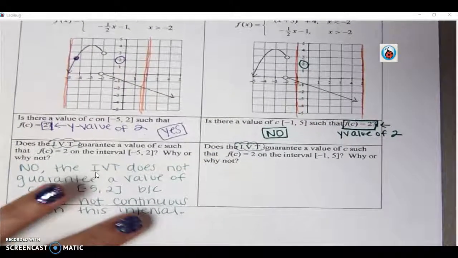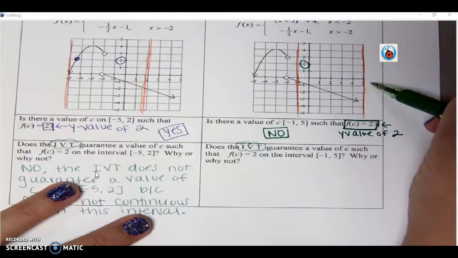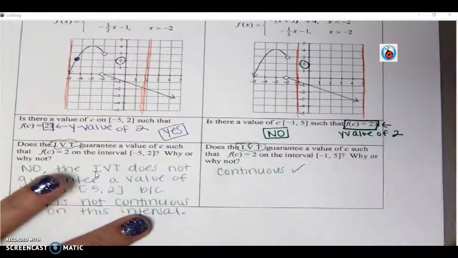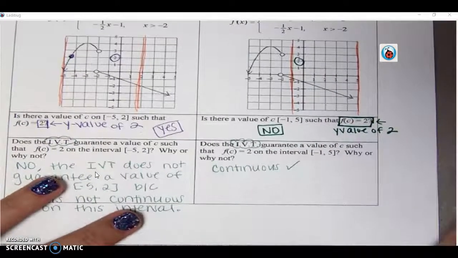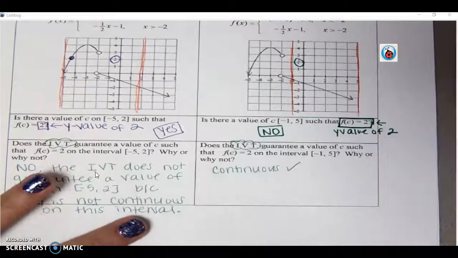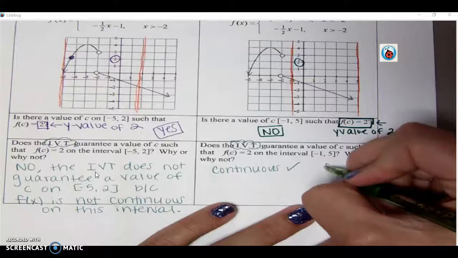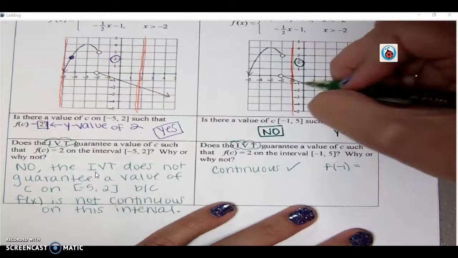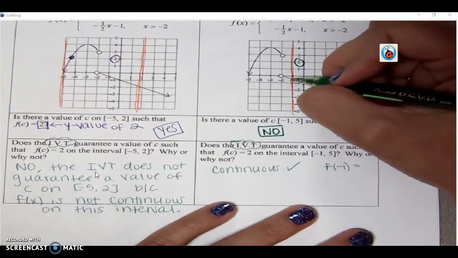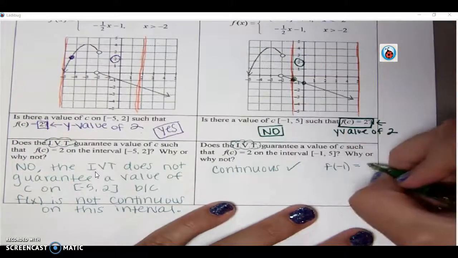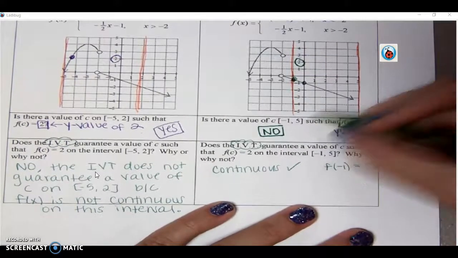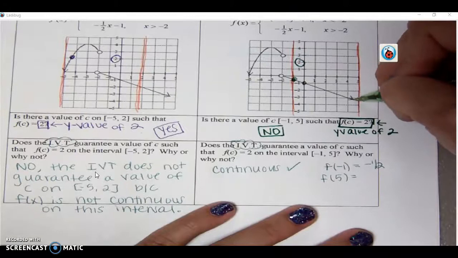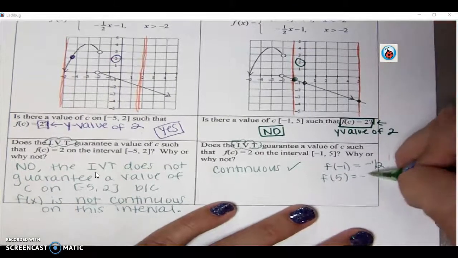So for IVT, from -1 to 5, it is continuous. So let's write that down. So it is continuous. But what's happening here is that this 2 doesn't fall in between our y values. So how are we going to indicate that? If I say f of -1, so in other words, this endpoint -1, the y value at -1 here is -1/2. And then the other endpoint's at 5, so if I get the y value at 5, let's just say it keeps going here, it would be about -3.5.